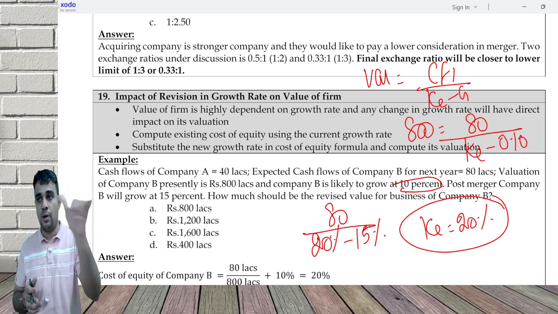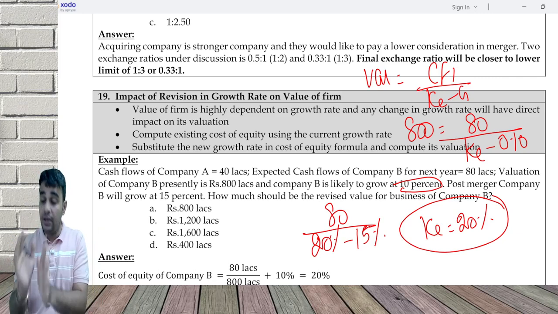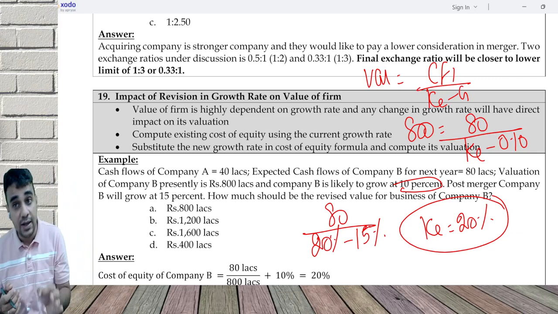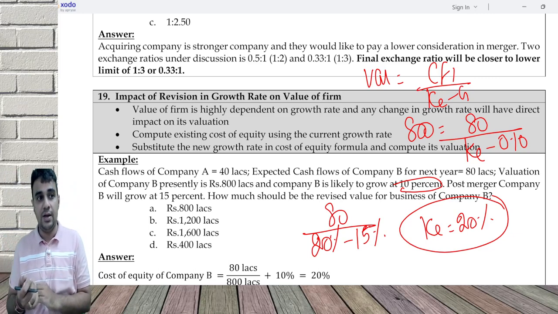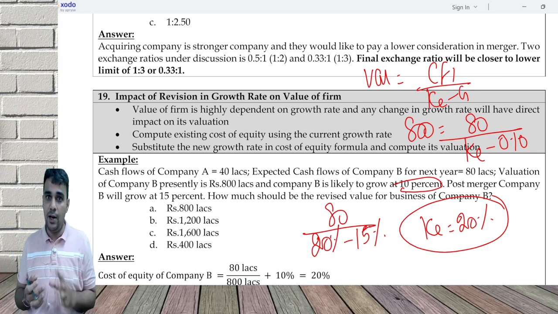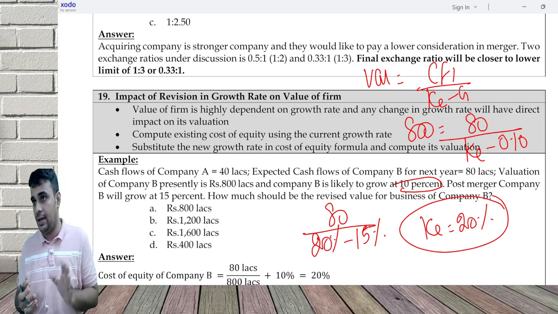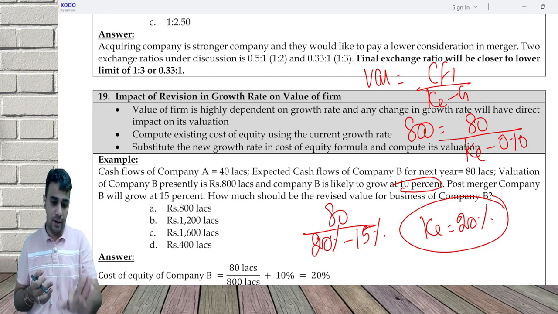You'll understand this now when I do a question. But whenever growth changes, there is going to be significant impact on the valuation. Reason is very simple. Market likes companies which grow at a very healthy rate. That's what Gordon has factored in his model.